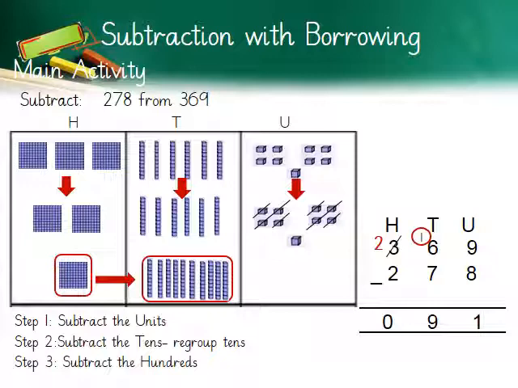We have the top number smaller than the lower one. So we will regroup tens by borrowing 100. In this way we are left with 2 hundreds, and the 100 we have borrowed will become 10 tens at the tens place, and 10 plus 6 will become 16 tens. So 16 minus 7 is equal to 9. Moving towards hundreds, 2 minus 2 is equal to 0. So our answer is 91.